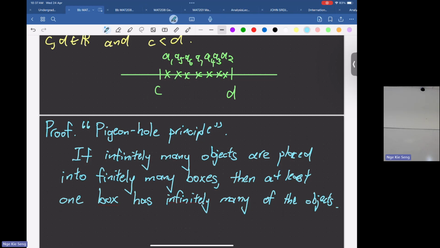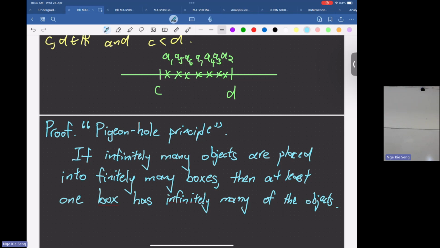Suppose this is not true. By contrapositive, none of the boxes has infinitely many objects, meaning all of them are finite. Finitely many objects times finitely many boxes, you only have finitely many objects to start with. So one of them must have infinitely many.